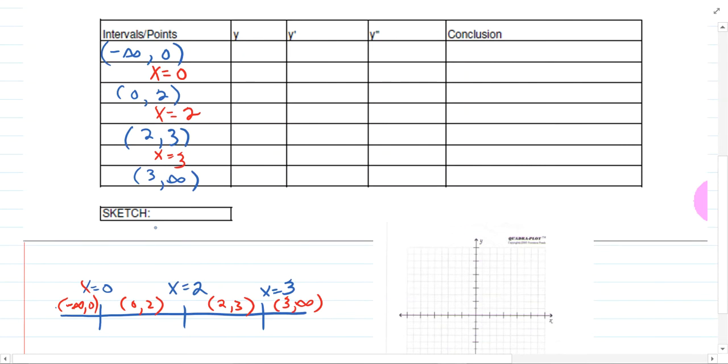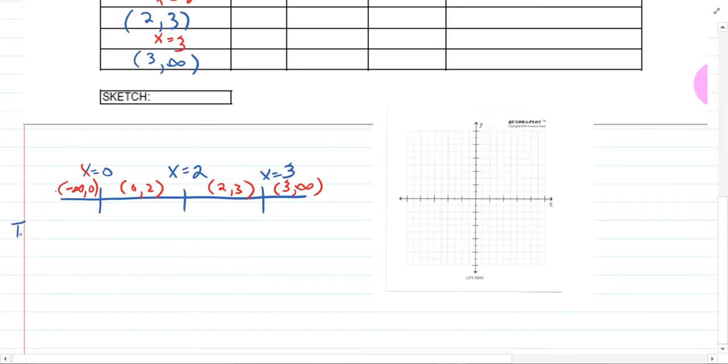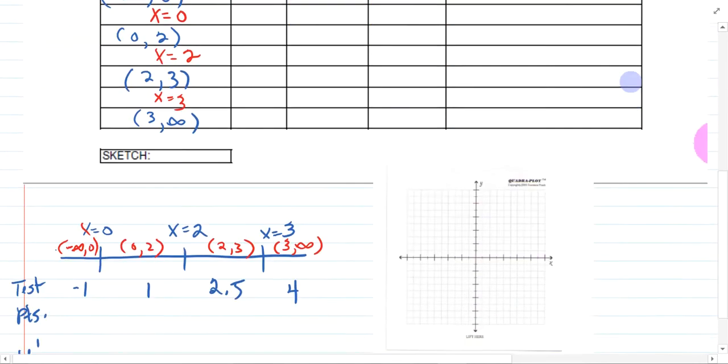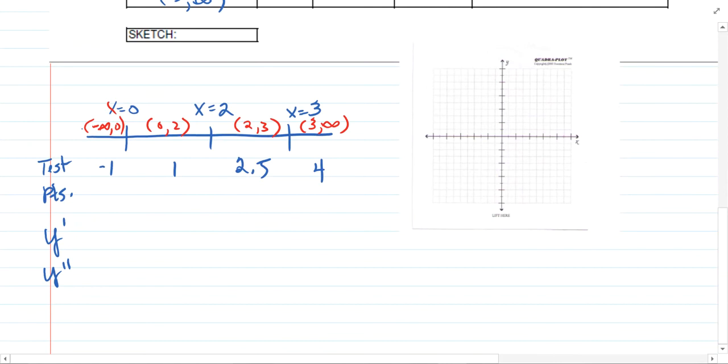All right, now down here, we want to pick some test points in those intervals. So here might be -1, and this might be 1, 2.5, and 4. Okay? And then we're going to test those points in f prime, well, let's call it y prime. We're going to test it in y prime and y double prime. That means you're going to take all these four numbers and plug them in to y prime and y double prime. And you're looking to see, am I going to get a positive or a negative number?